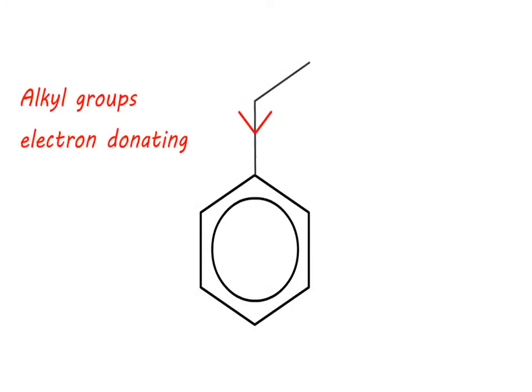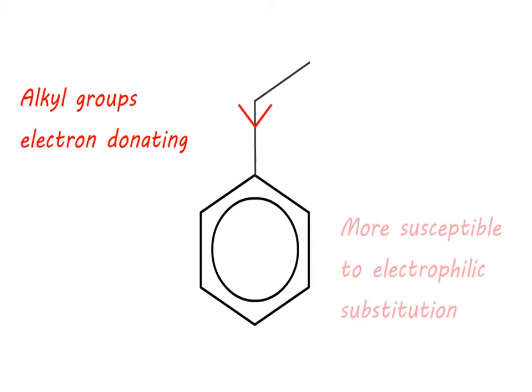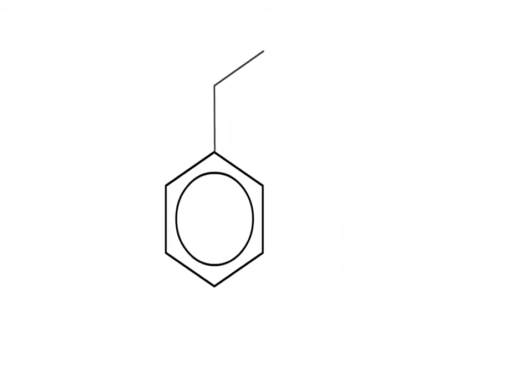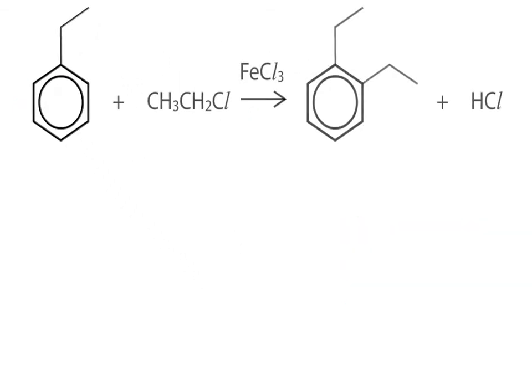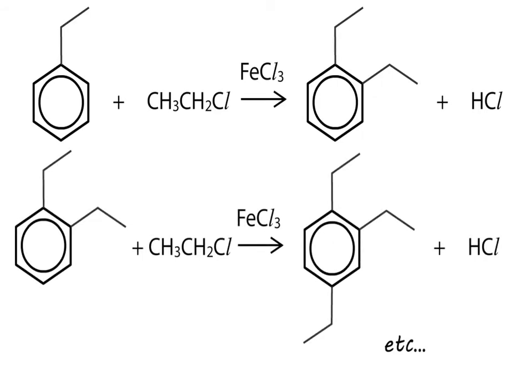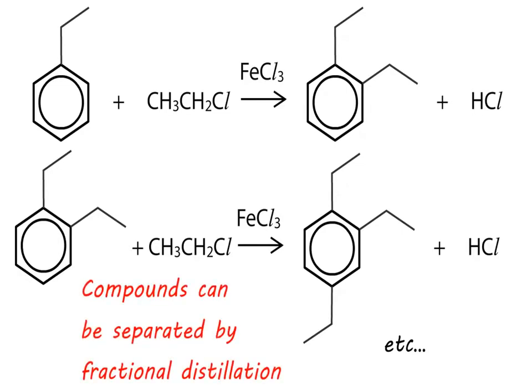Alkyl groups are electron donating, which means they push electrons into the benzene ring, making the ring more attractive to electrophiles. Therefore, once a ring has been substituted in this way with an alkyl group, it more readily undergoes further alkyl substitution. Further substitutions can be minimized by having an excess of benzene, which reduces the probability of the reactive carbocation coming into contact with an already substituted benzene molecule. The different substituted compounds can be separated by fractional distillation.